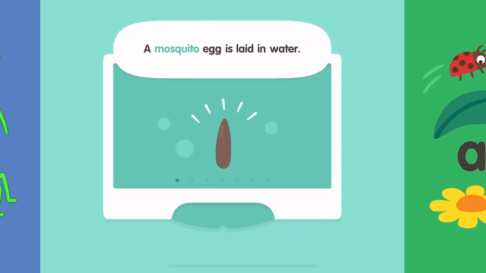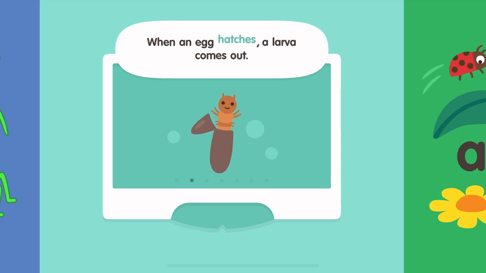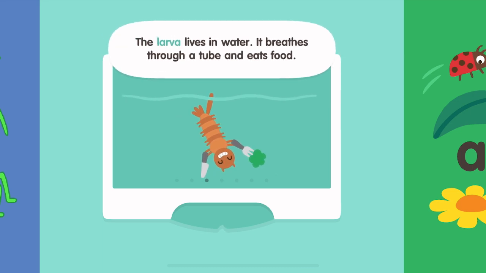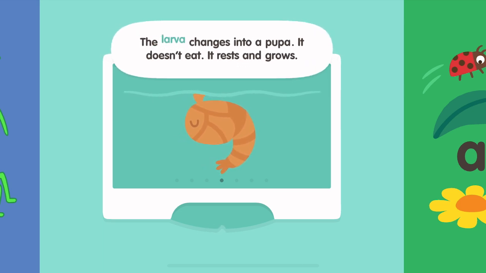A mosquito egg is laid in water. When an egg hatches, a larva comes out. The larva lives in water. It breathes through a tube and eats food. The larva changes into a pupa. It doesn't eat. It rests and grows.